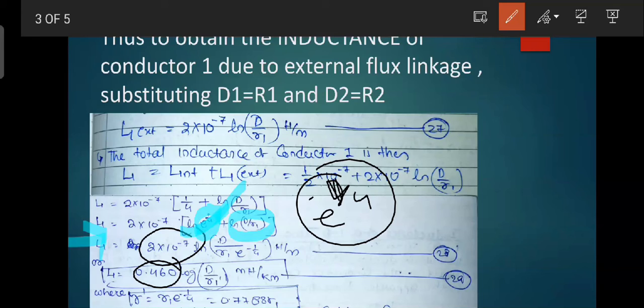So what is r1? It is r1 dash, not r1, and the unit is millihenry per kilometer. Here r1 dash is r1 e to the power minus 1 by 4, and by calculating this, r1 dash is 0.7788 r1. Remember this formula: r1 dash is equal to 0.7788 r1.